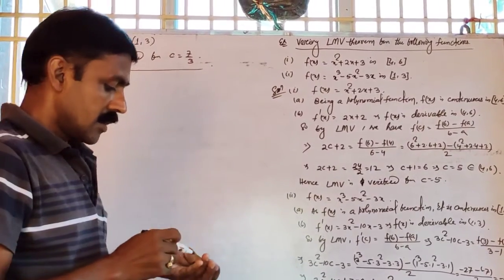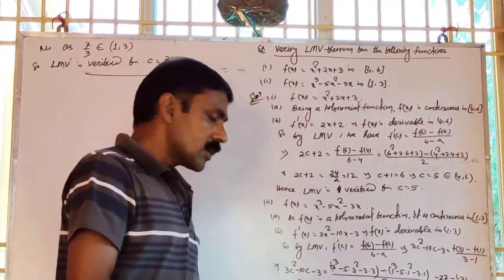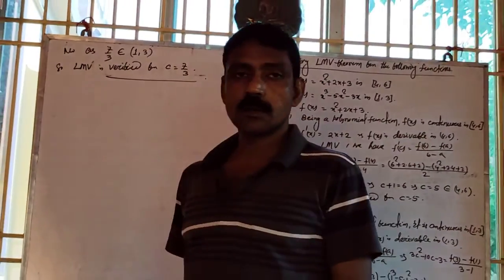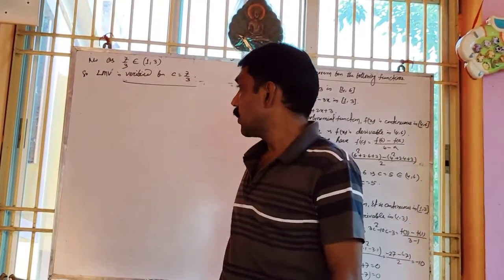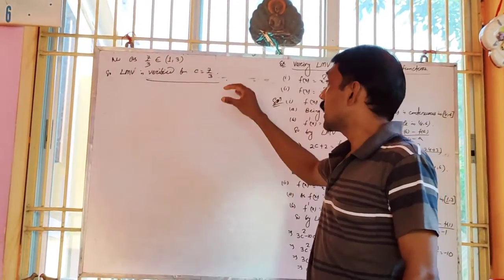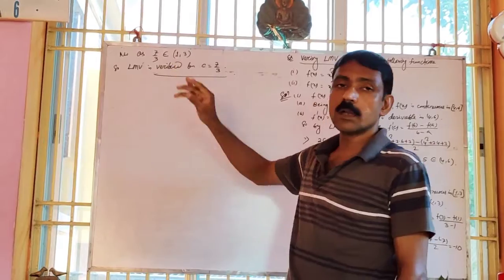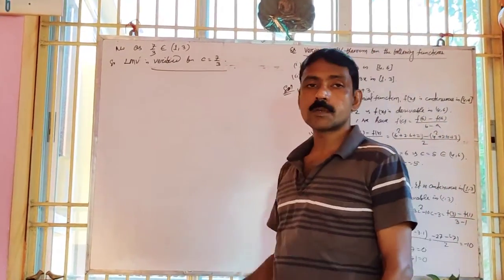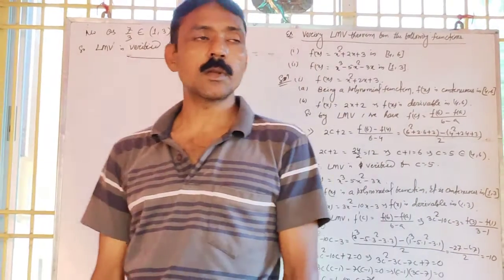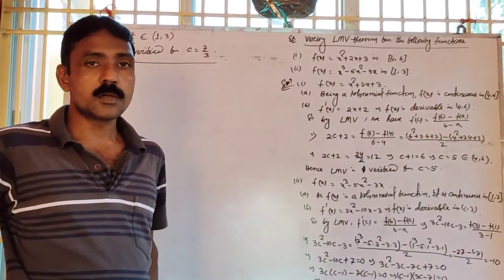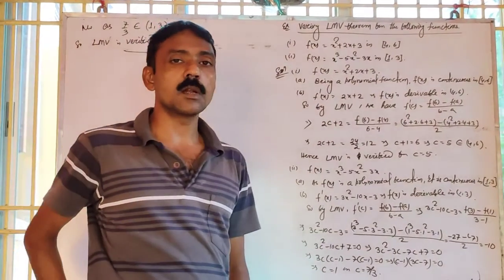So student, whether you are applying Rolle's theorem or Lagrange mean value theorem, always first check this condition. And if it is applicable, then at last whenever you are getting the value of c, you check that value of c is lying within the open interval or not. Sometimes you may get no value of c that will satisfy. So in that case you write, for no value of c will this function satisfy Rolle's theorem.